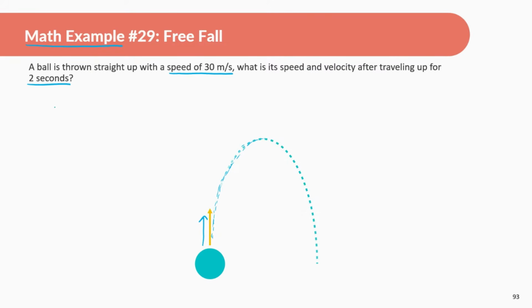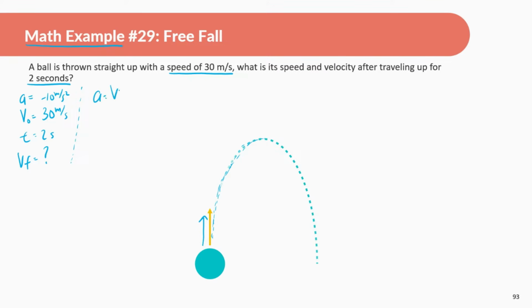Okay, let's write down the important pieces of information we know. At the beginning, it's being thrown at 30 meters per second. Oh, I should have started with acceleration. Again, it's in the air, so it's negative 10 meters per second squared. Whenever we're talking about free fall problems, we should almost always start with that. And then we know time is equal to 2 seconds, and we're looking for what the speed and the velocity are after 2 seconds.